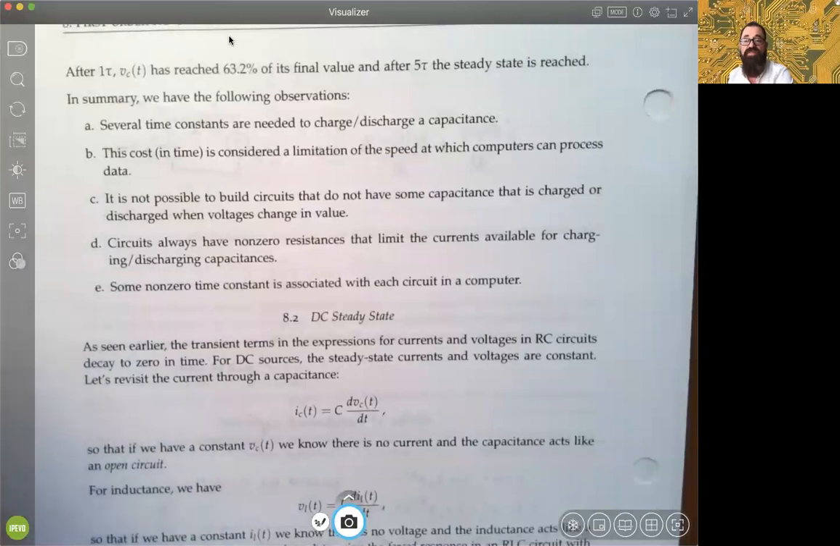So we'll stop there and finish the last section in the next lecture, and we'll be talking a little bit more about this idea of steady state through time for DC sources.